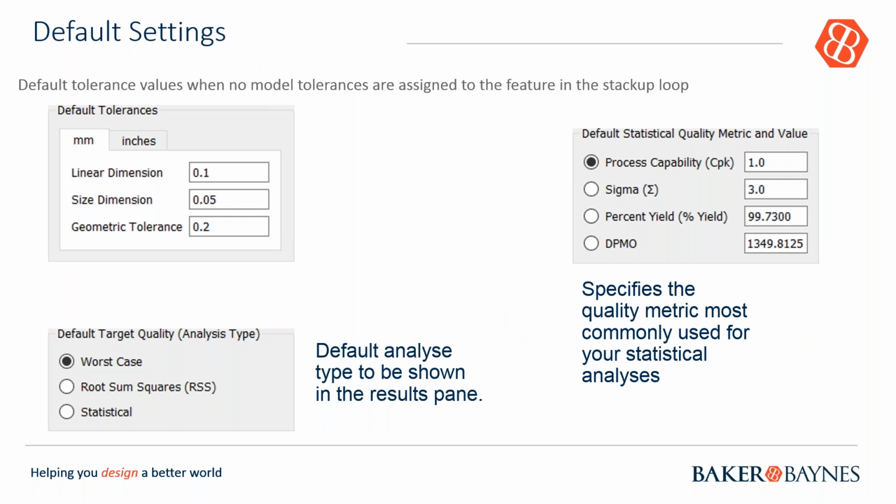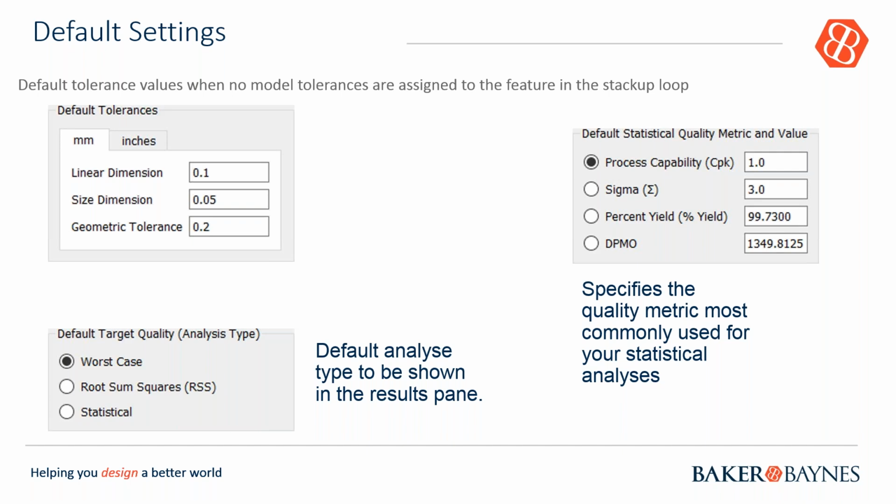Some of the default settings that you'll find when you open it up, I thought this is really great to show because you can see what it looks like from a default point of view. This is a model with no tolerance assigned to it, the feature in the stack up, and you can see that the default tolerance page is opened up there, and it's got some defaults there.